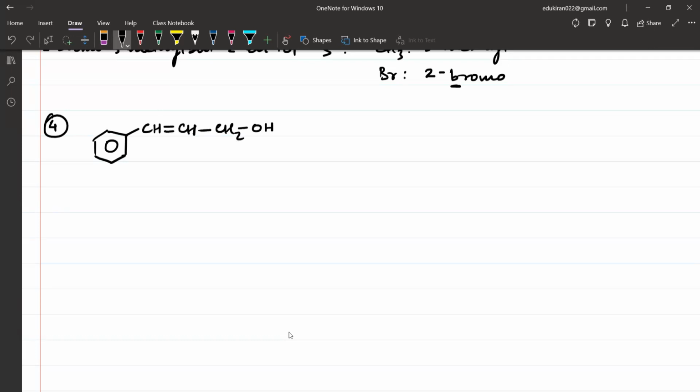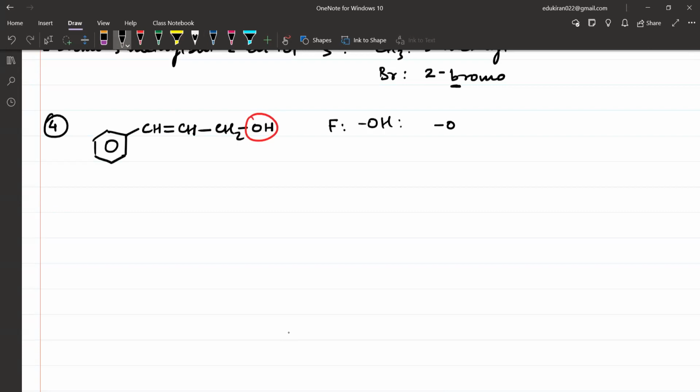Whenever people see benzene, they start with, oh my God, something will happen with benzene. No, it's not like that. You will start with the same thing, the functional group. Is there any functional group present? Yes, there is. What is the functional group? It is OH. Fine, so we'll write.